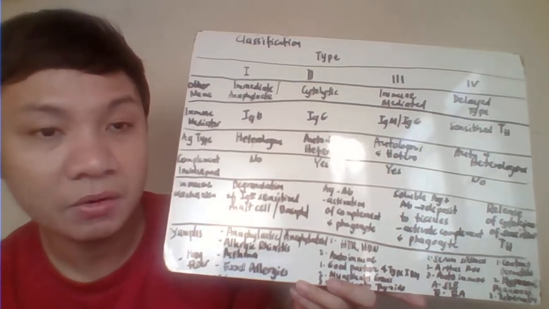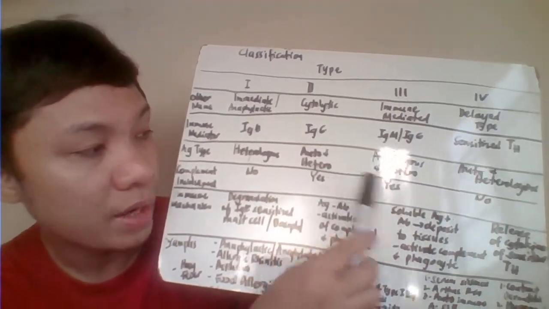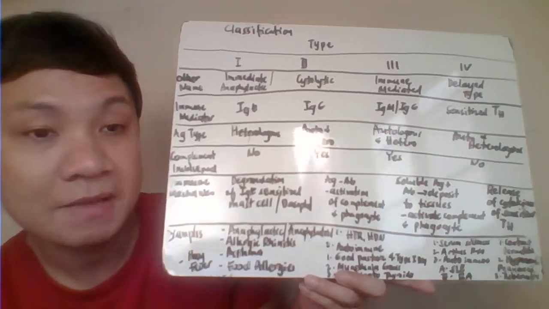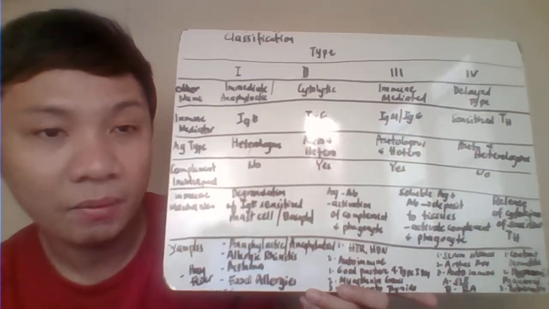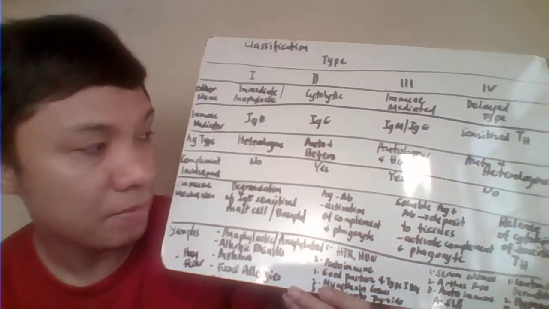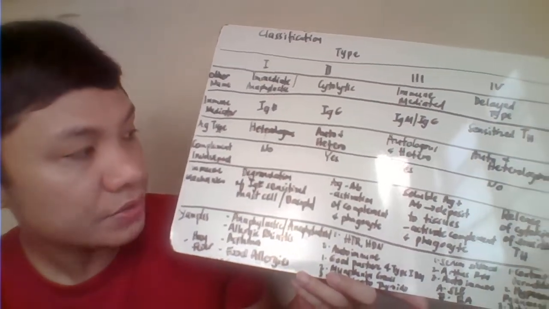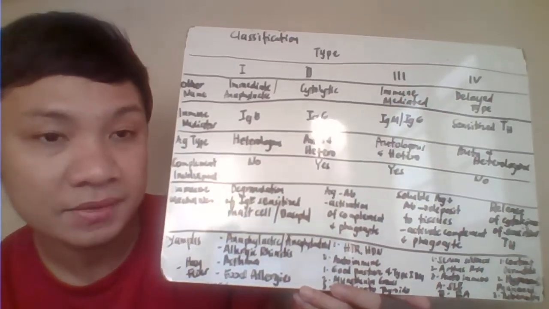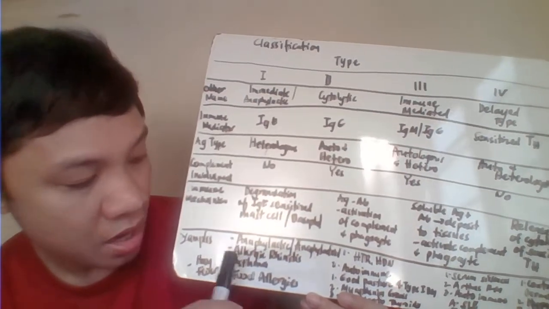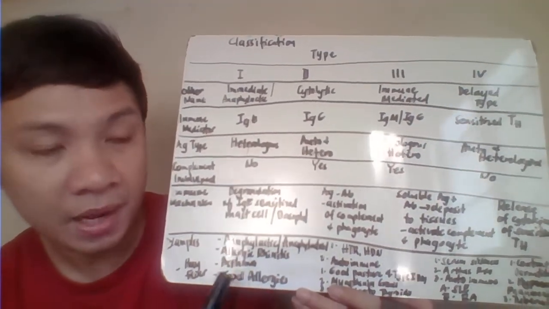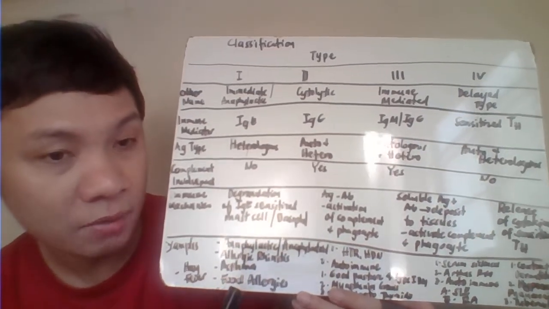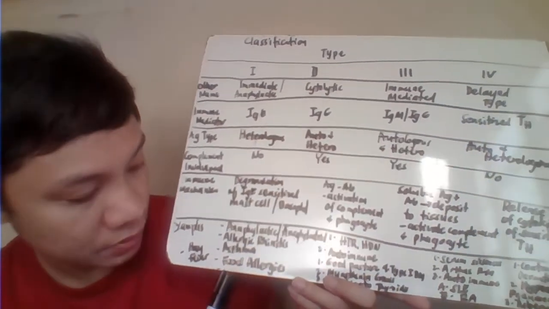Complement activation here only involves type 2 and type 3, because you have your antigen-antibody complex which tries to trigger the classical pathway of our complement. We also have examples of your type 1. This includes your hay fever, your anaphylactoid reaction, your allergic rhinitis, asthma, and also your food allergies.